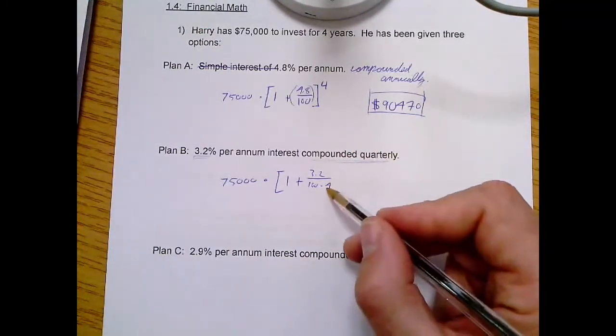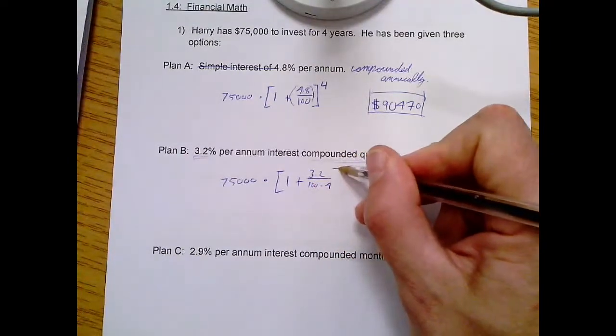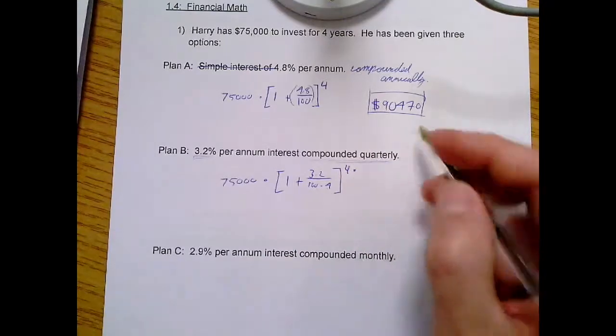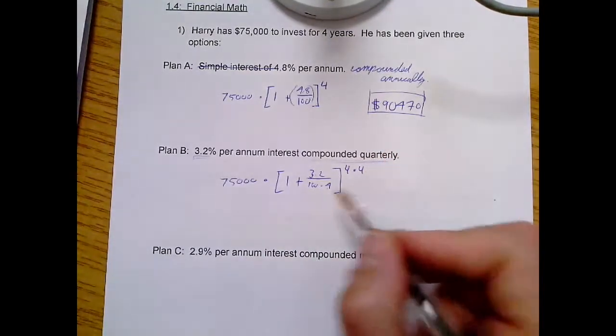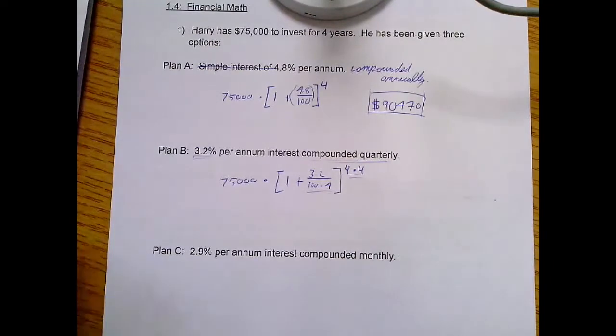Quarterly means 4 times a year, right? And then it's raised to the power of 4 years multiplied by compounding. So this is going to really be 400, and that's going to be 16. We can do that math in our head. Okay, so here we go.